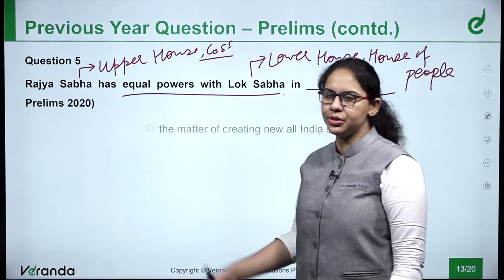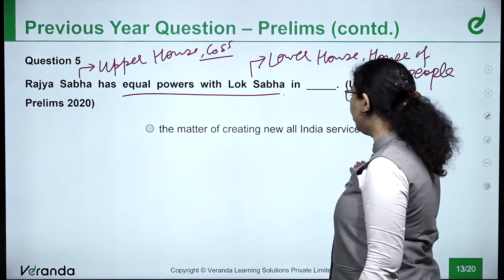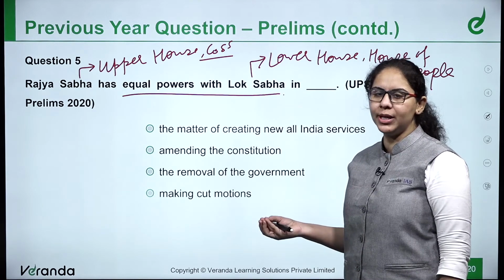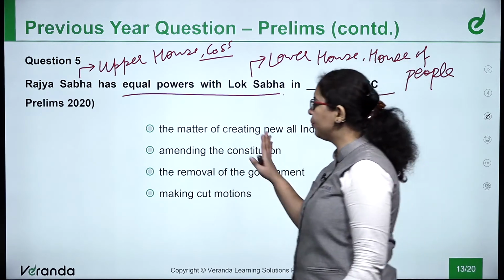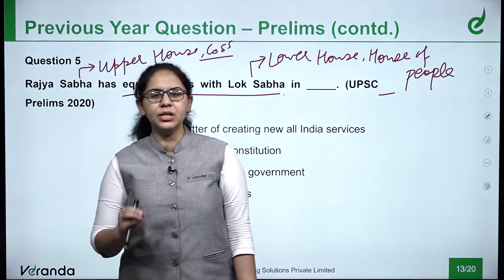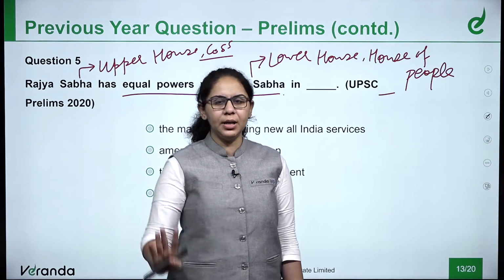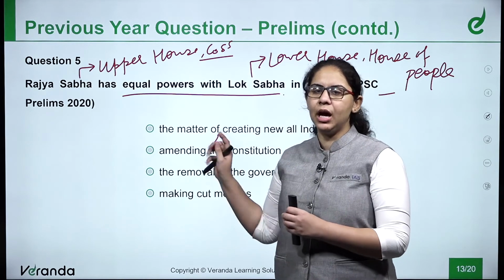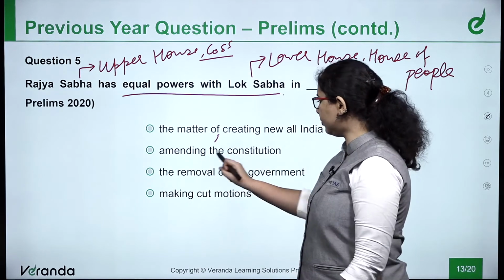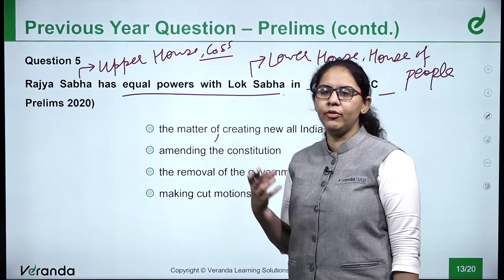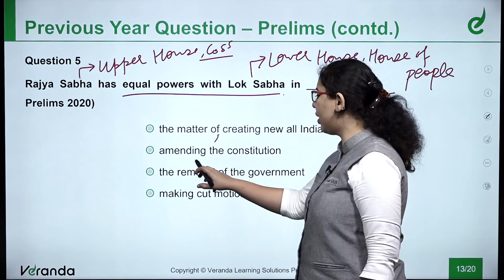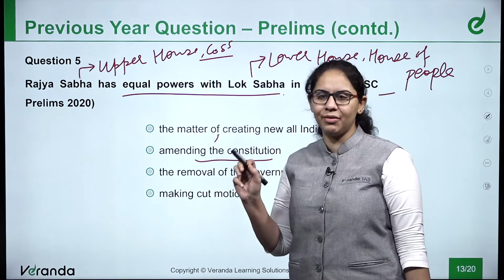What are the options? The matter of creating new All India services, amending the constitution, removal of government, or making cut motions. These are some of the powers. When you understand the chapter of Parliament in detail, you will come to know the real picture. For the time being, how do you have to solve this? We'll be dealing with the procedure of amendments in further lectures. Then you will come to know about the process of amendment, and amendment is the right answer.